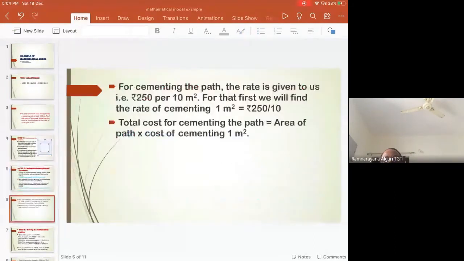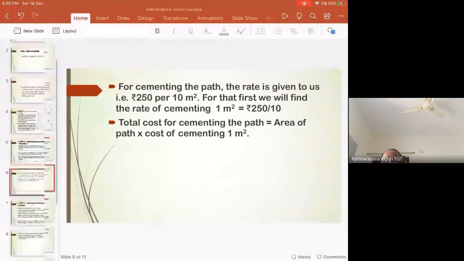After finding the total path area, we have to find the total cost of cementing. In our question, it is given as 250 per 10 square meters. So first we find the cost for 1 square meter, that is 250 upon 10. After that, we find the total cost for cementing the path, that is area of path multiplied by the cost of cementing 1 square meter.